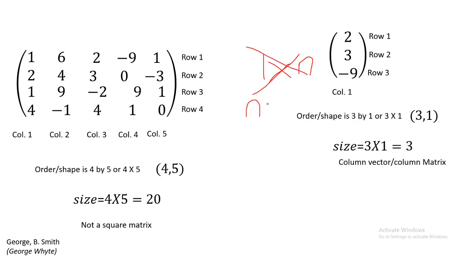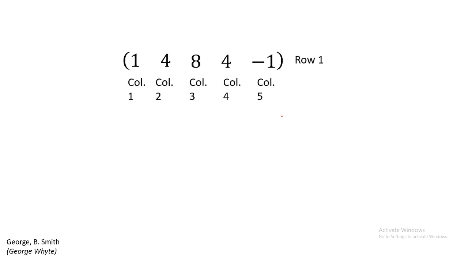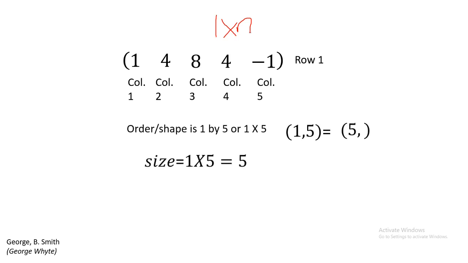If I have n number of rows and just one column, that's what you call a column matrix, because you're having just one column. But in a case like this, where you have one row but n number of columns, this is called a row vector or a row matrix. So the shape is 1 by 5, which is 1 times 5. This will give us 5.